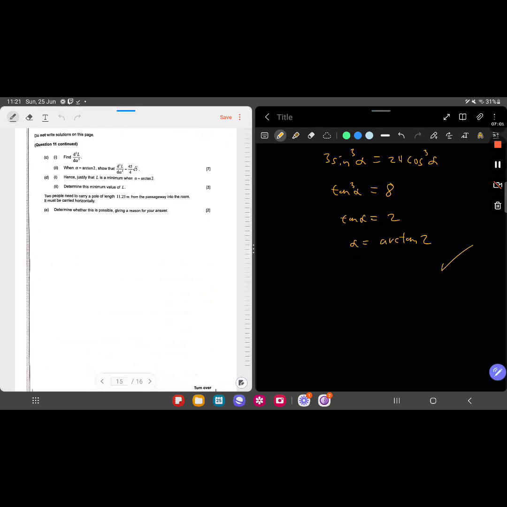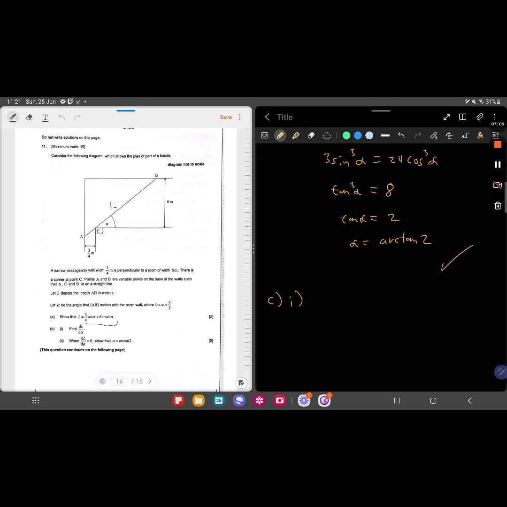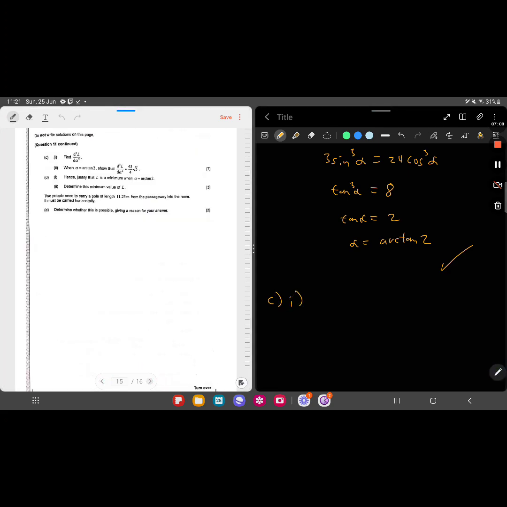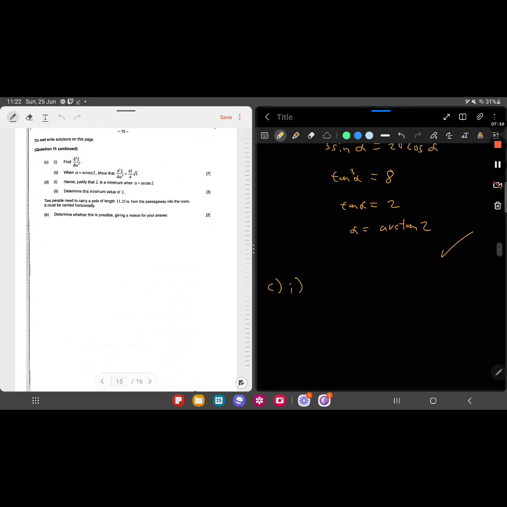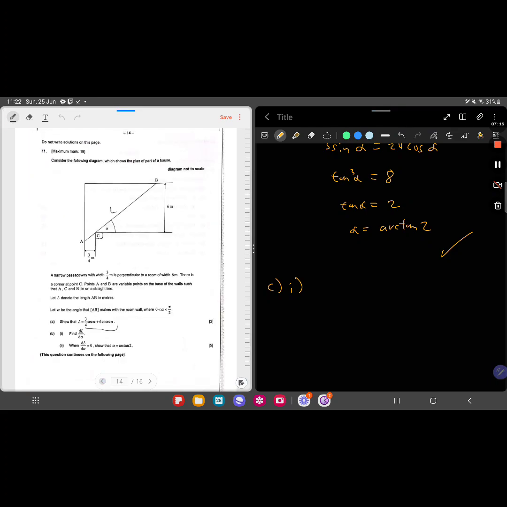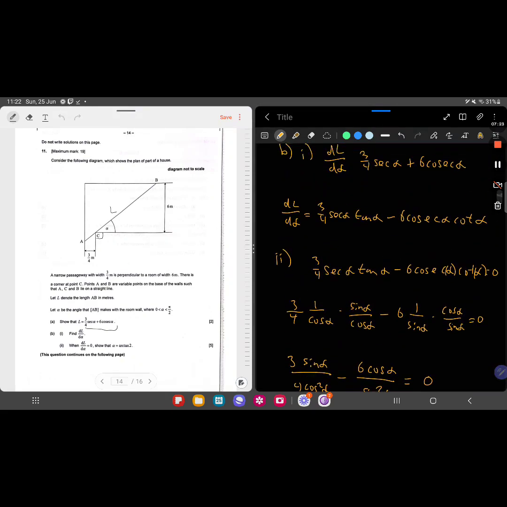Alright, next page. By the way, I've never done derivatives like this before. It's actually the first time. My teacher hasn't really taught us this stuff yet.